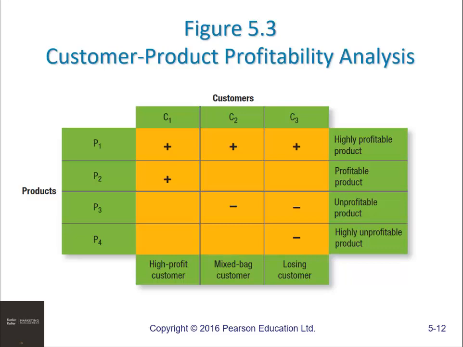Customer 2 yields mixed profitability. She buys 1 profitable product, P1, and 1 unprofitable product, P3. Customer 3 is a losing customer because he buys 1 profitable product, P1, and 2 unprofitable products, P3 and P4.